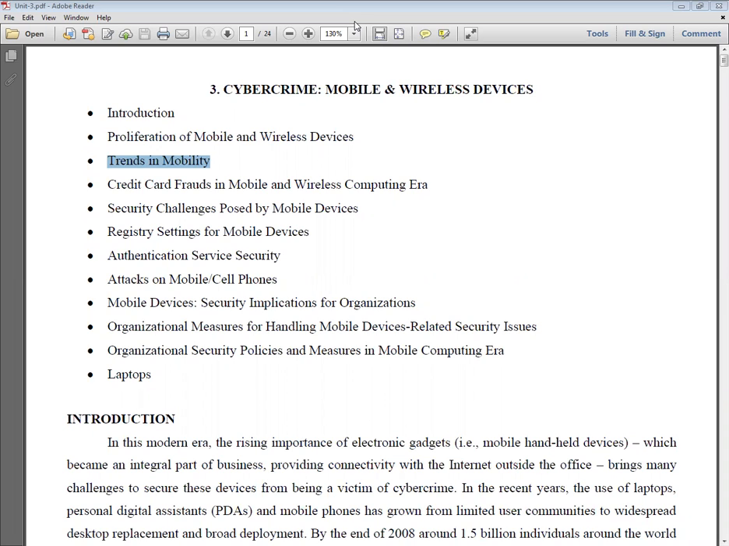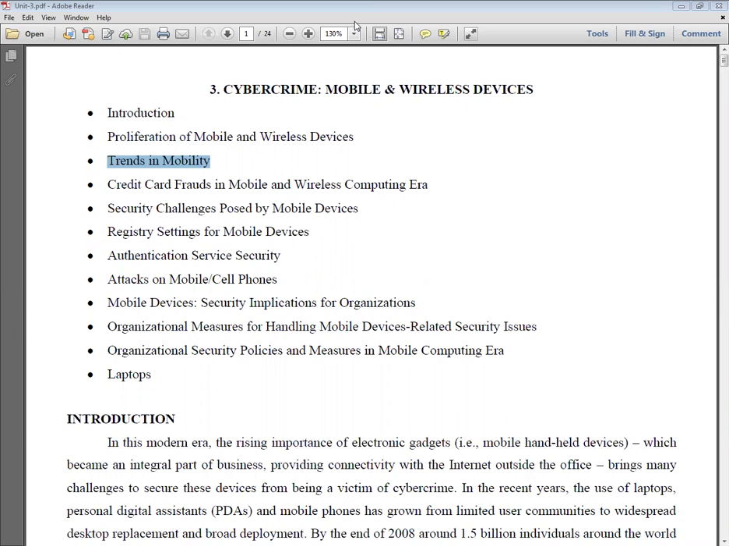Next, every organization needs to take security measures. After taking security measures, they need to follow the security policies also. The last topic is laptops, where we are going to discuss what a laptop is and how the data is going to be hacked from the laptop. So what are the security measures we need to take such that our data will not be seen or hacked by others?